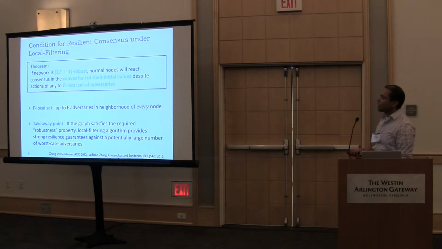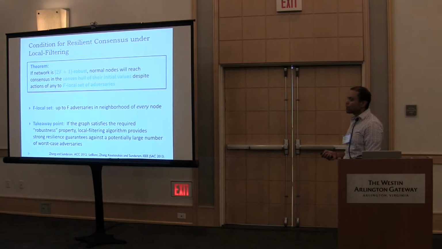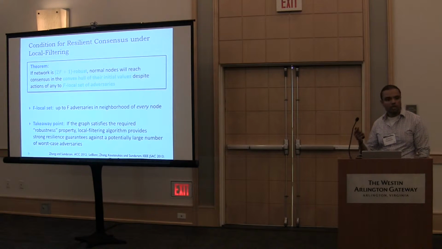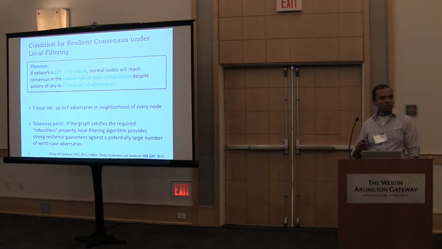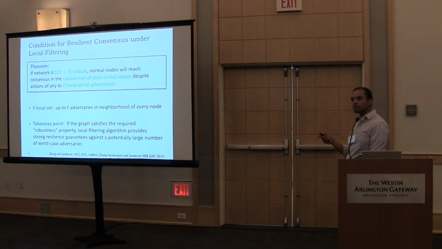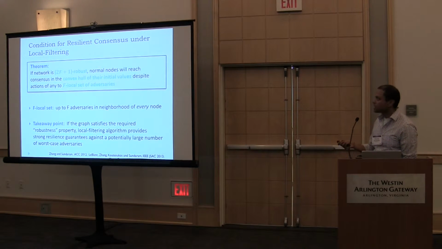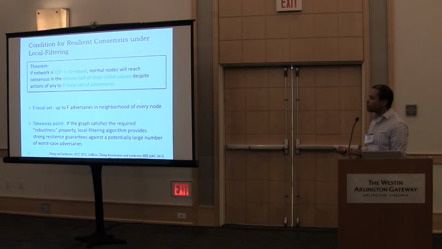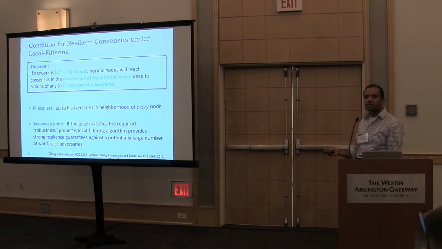All right. So the main result then is the following. Remember when we said if the nodes know anything about network topology, connectivity is the key, and 2f plus 1 connected is if and only if. Now when you're doing this local filtering dynamics, robustness becomes the key. So if the network is 2f plus 1 robust, as opposed to just 2f plus 1 connected, the normal nodes will reach consensus in the convex hull of their initial values, despite the actions of any f-local set of adversaries. And f-local means you can have up to f bad guys in the neighborhood of every good node.